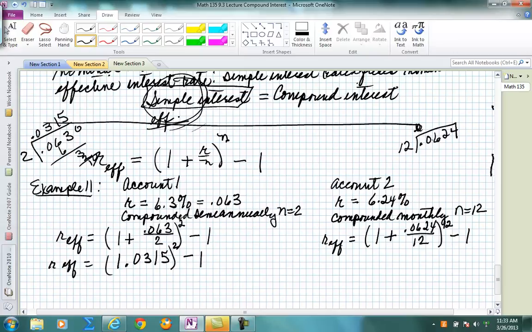In account 1, we started out with a greater interest rate, but it was only compounded twice a year. Here we had a smaller interest rate, but since it was compounded monthly, it ended up being the better interest rate. So by taking the compounded interest and putting it into simple interest, we're able now to judge which would be the best route. So account 2 would give you a better gain.